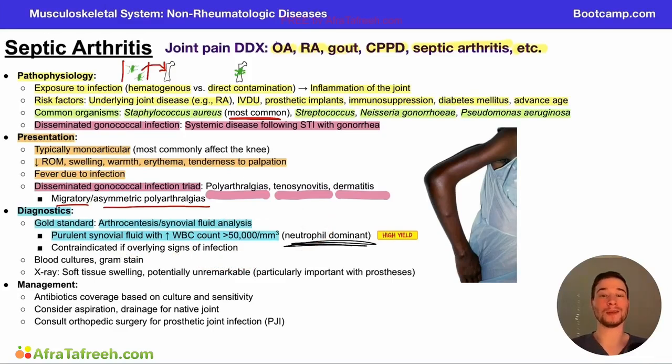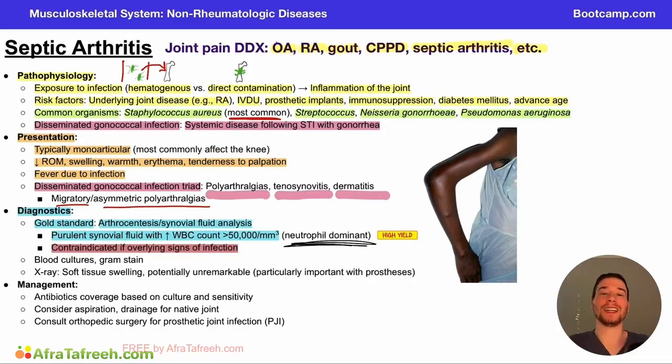Now, key point here that sometimes they will trick students on. They'll give you a classic presentation of a patient who has septic arthritis, and they'll say, what's the best test? What should we get? Oh, by the way, the patient has a lot of erythema and swelling over the knee joint. Well, the key here is that we don't want to aspirate the joint, or we have a contraindication if there's overlying signs of infection.